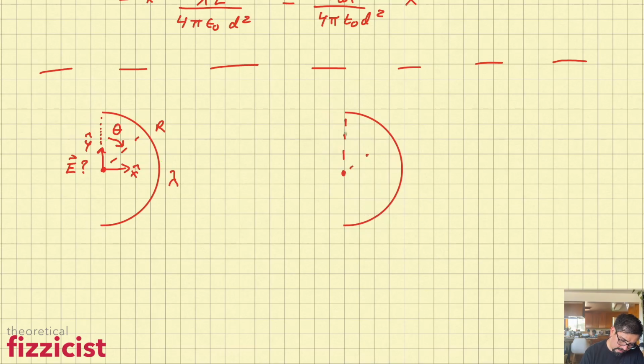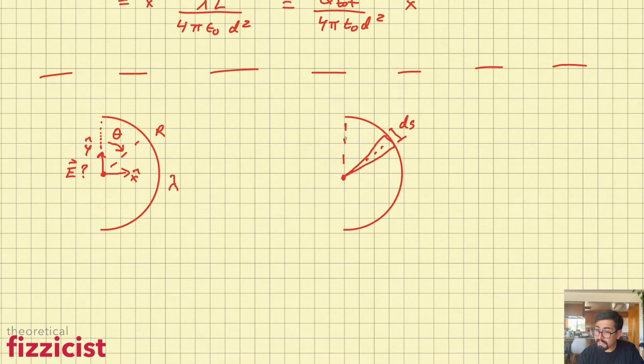So the chunk that I am interested in is this one right here. You notice I'm making a little pizza slice right here. I want to know the electric field created by this little segment of the arc length ds. Now, what I want you to notice about ds, right?